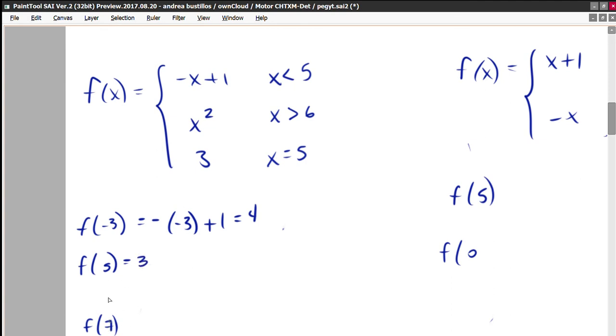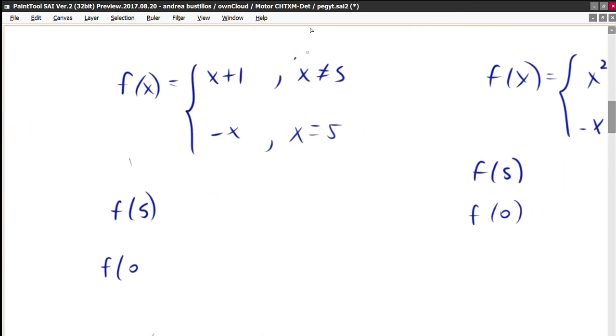Now 7. 7 is included in the domain of the second piece because 7 is bigger than 6. Thus, evaluating the function in 7 means evaluating the function in the second piece. That means 7 squared equals 49. Another example.